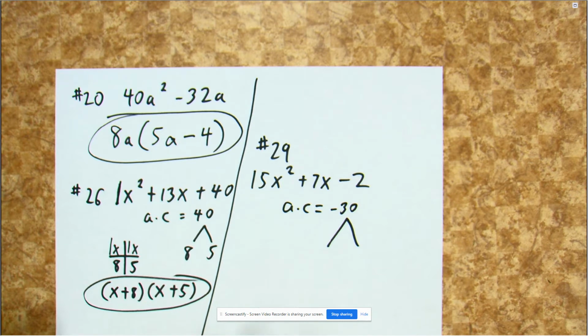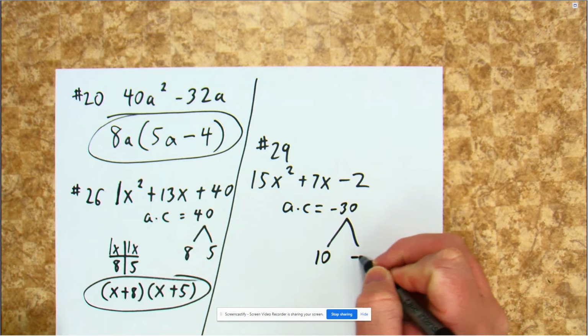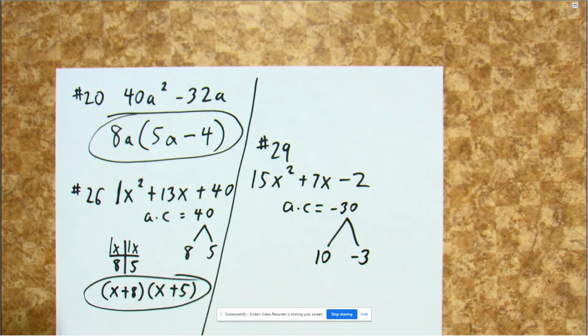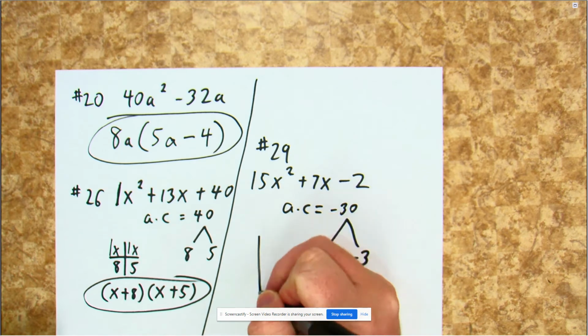Now, they have to multiply to a negative, so one of them has to be negative. In this case, the 3 has to be negative because the two numbers also have to add up to positive 7. Now, here is where you definitely need a T-chart.